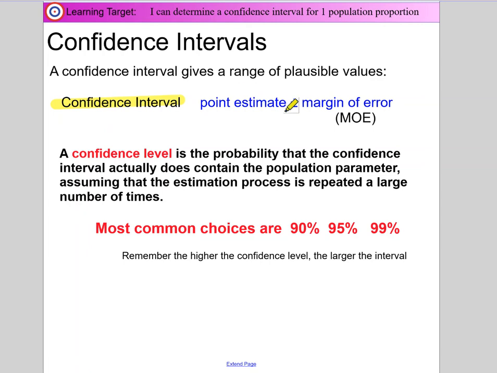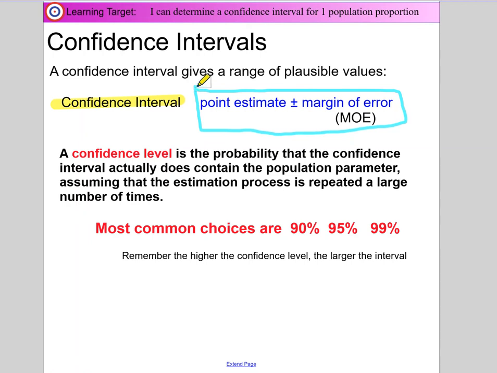And what a confidence interval is, it's just your point estimate plus or minus your margin of error. And we're going to be able to solve for this with our calculator pretty soon. So a confidence level is the probability that the confidence interval actually does contain the population parameter, assuming that the estimation process is repeated a large number of times.